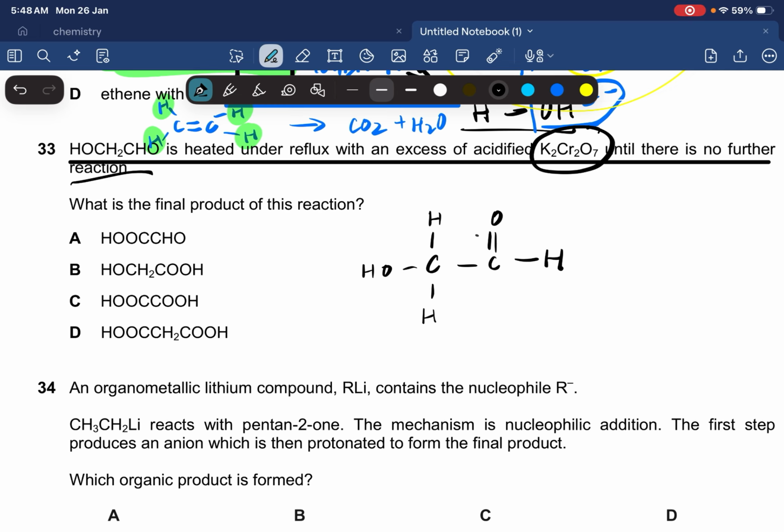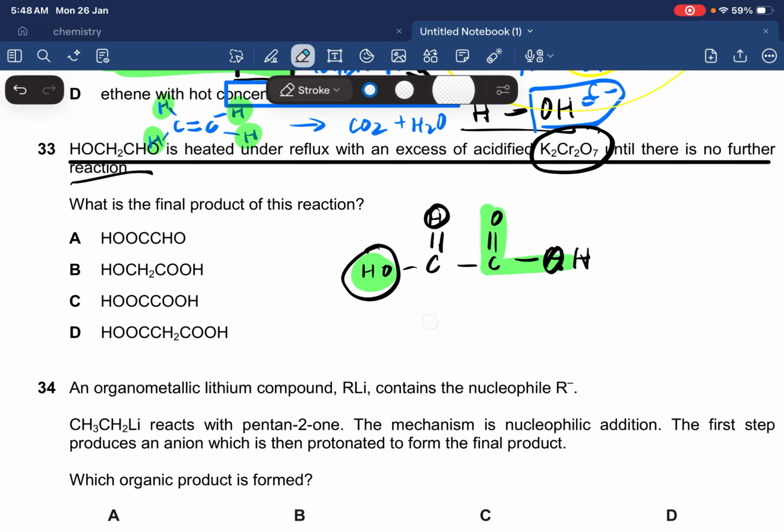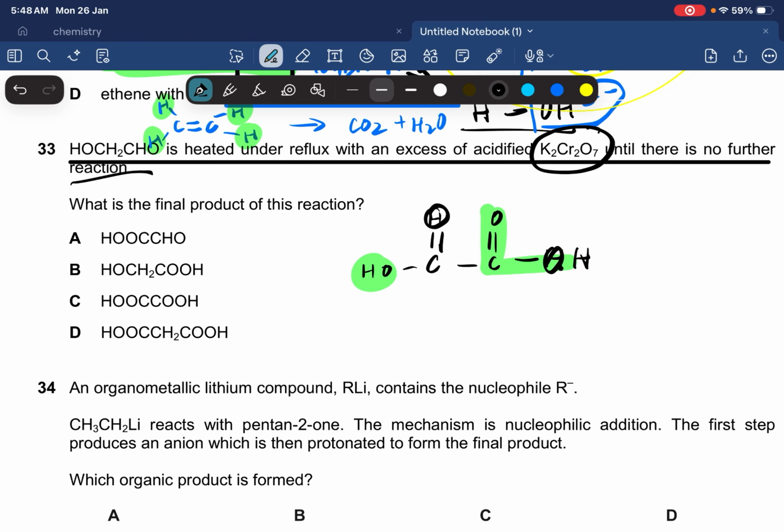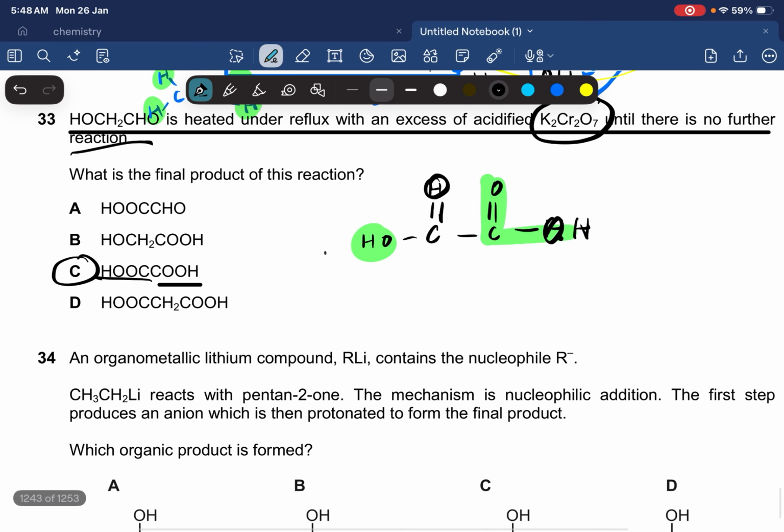When we oxidize it, this part is going to be oxidized and this part is going to be oxidized. So this part is going to be converted, and there's going to be an OH here. And this part is also going to be converted, so there's going to be a C double bond O, and then an OH formed here. This H is going to be removed from here, right? So we're going to form ethanedioic acid. Yes, this seems to be correct. So C is the answer.